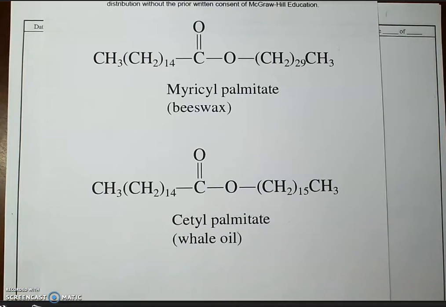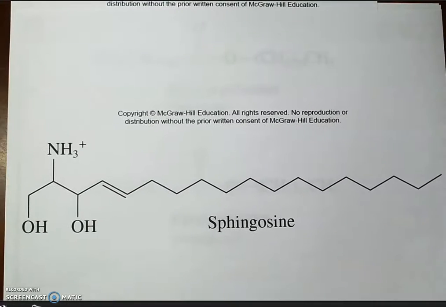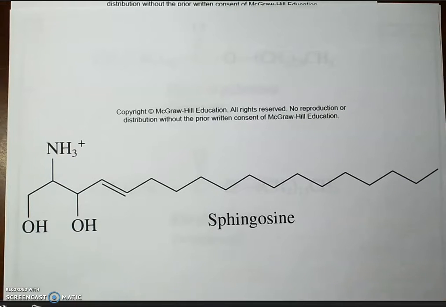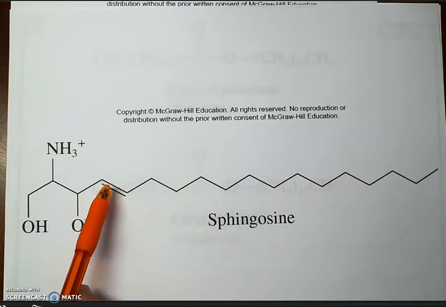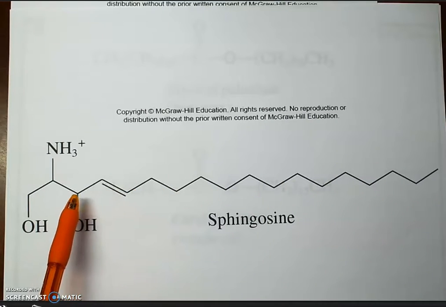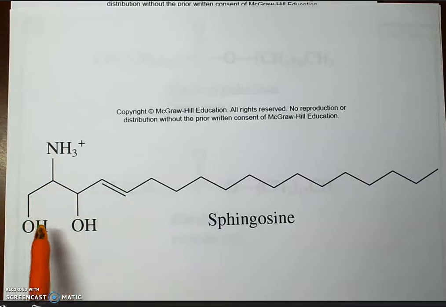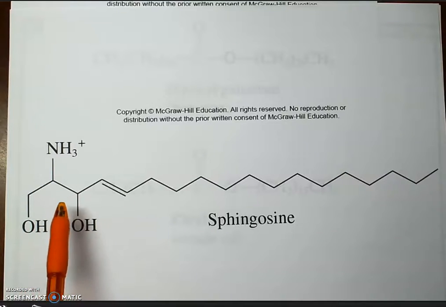So that's the typical thing with waxes, is that it's a fatty acid joined by an ester linkage to a long chain alcohol. Another thing that I want to talk about here, the sphingolipids, and they are all derived from this, which is called sphingosine. You can see a long chain of carbon with a degree of unsaturation right here, this double bond. But rather than a carboxyl group toward the end, you've got a couple of alcohol hydroxyl functional groups.